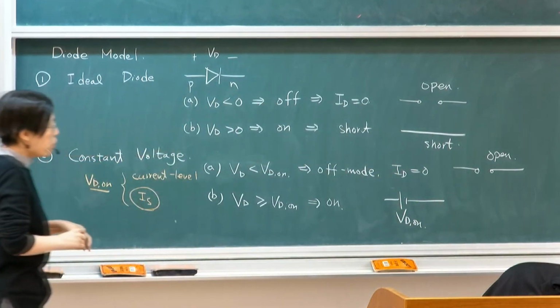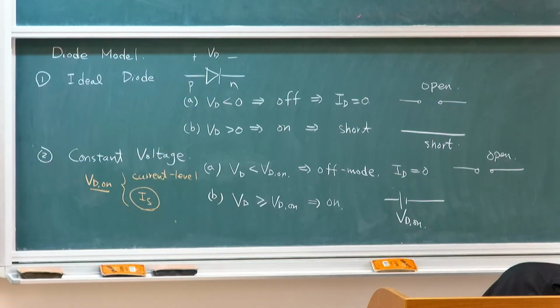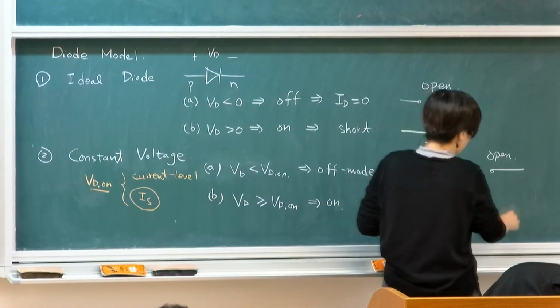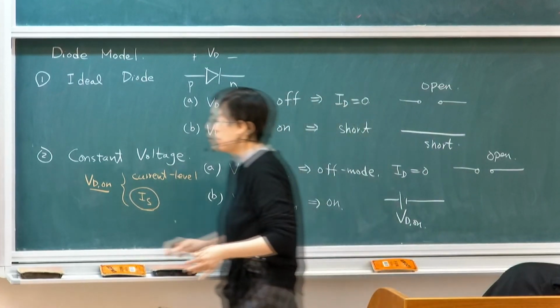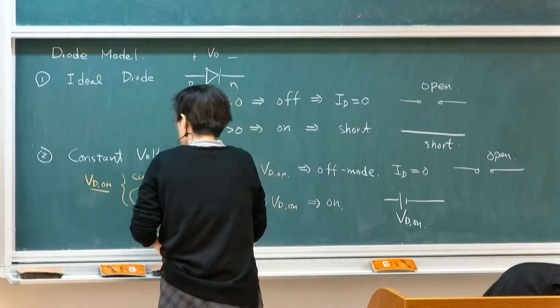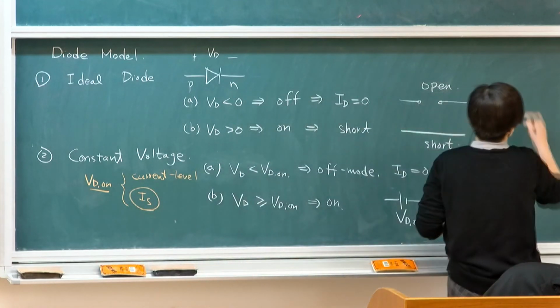So what do you substitute for this component when it's turned on? When it meets the requirement of exceeding VD-on, we assume that the diode takes up a voltage drop of VD-on. So this is called a constant voltage model. If I'm drawing its current-voltage equation plot, it will look something like this.